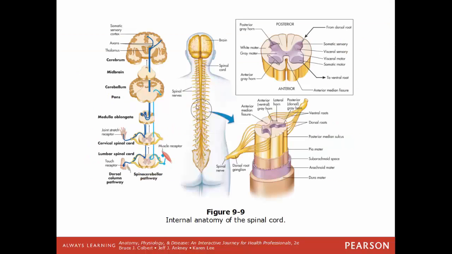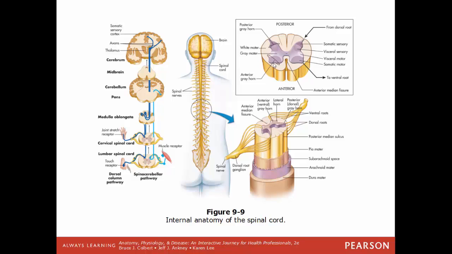I guess if you were to zoom in on this one area of the spinal cord, you have the multiple layers of the meninges of the cord: dura mater, arachnoid mater, pia mater. If you were to cut this in cross-section, this is just this up here.